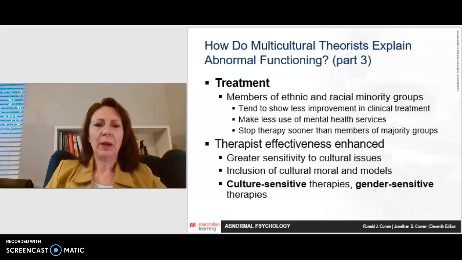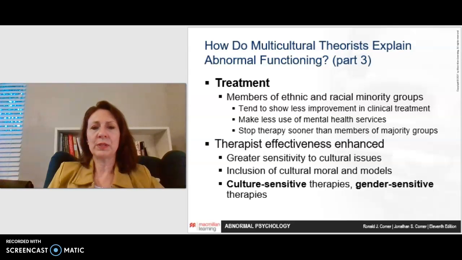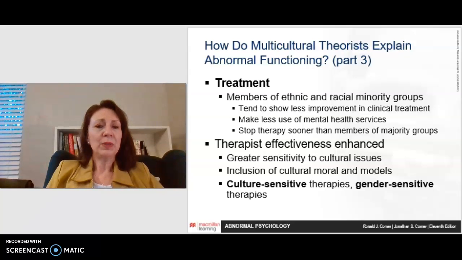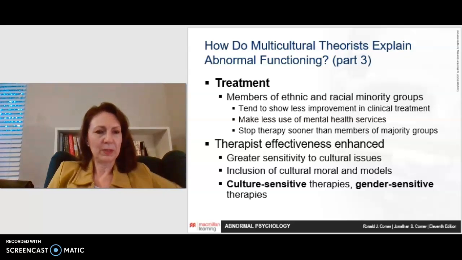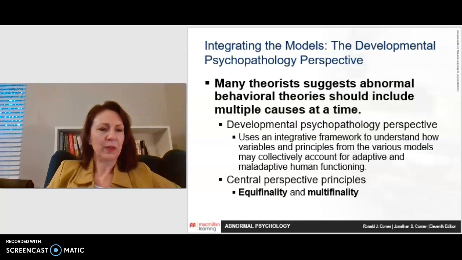In terms of treatment, members of ethnic and racial minority groups may tend to show less improvement in clinical treatment or make less use of mental health services and stop therapy sooner than members of majority groups. And so researchers are working on ways to change that. Therapist effectiveness, we know, is enhanced when there's greater sensitivity to cultural issues, greater inclusion of cultural morals and models, and culture-sensitive therapies and gender-sensitive therapies. So all of those things are foremost in the field now.